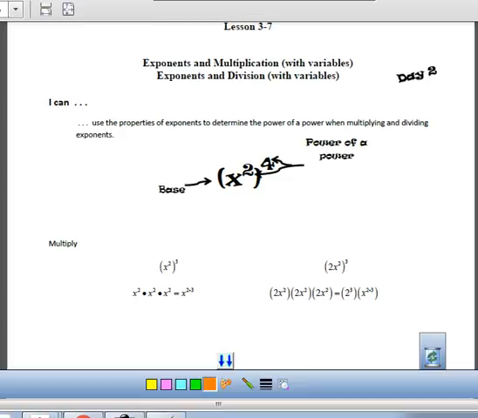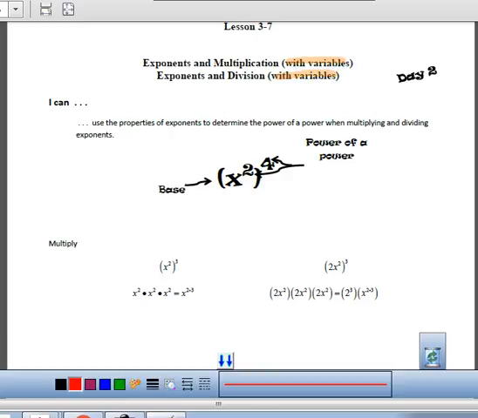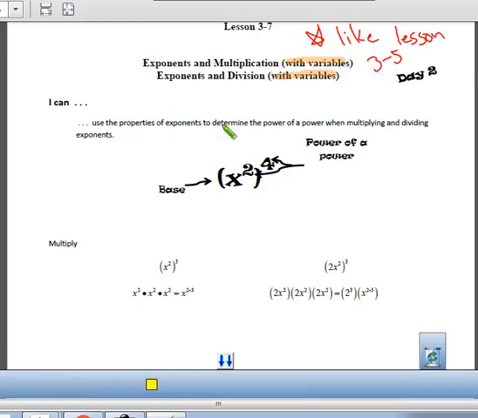Now, we have already learned about the rules that go with this lesson from our previous lesson in 3-5. So I'm going to put a star up here. You should probably write this down just to help you. This is like lesson 3-5. You will see some of the same properties and the same strategies. So, use the properties of exponents to determine the power of a power when multiplying and dividing exponents.